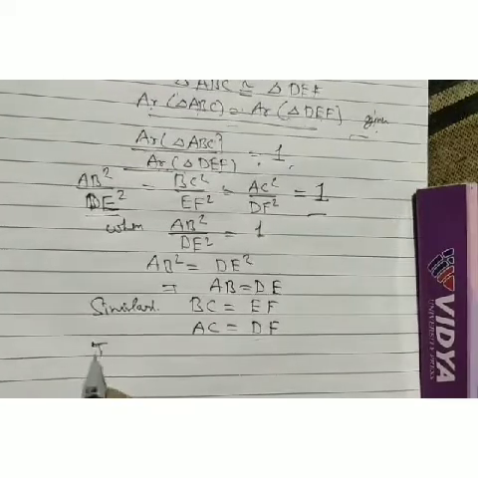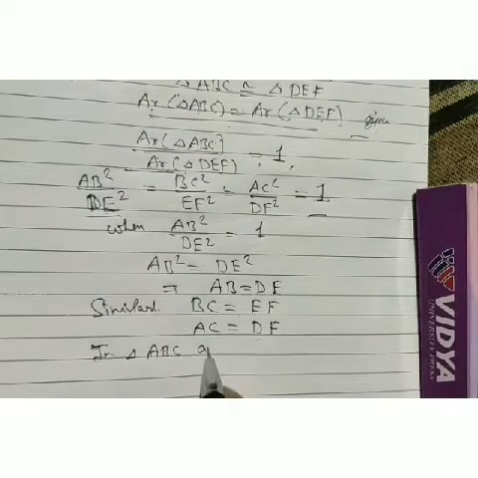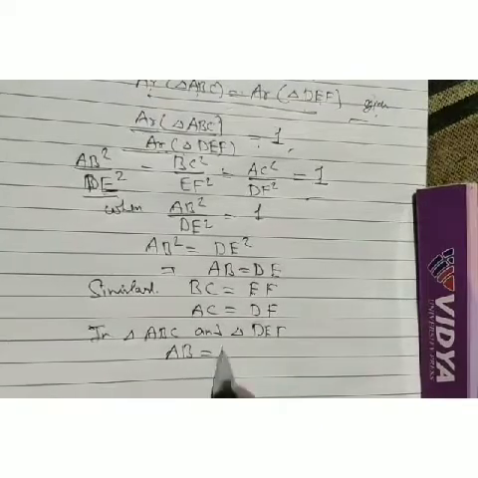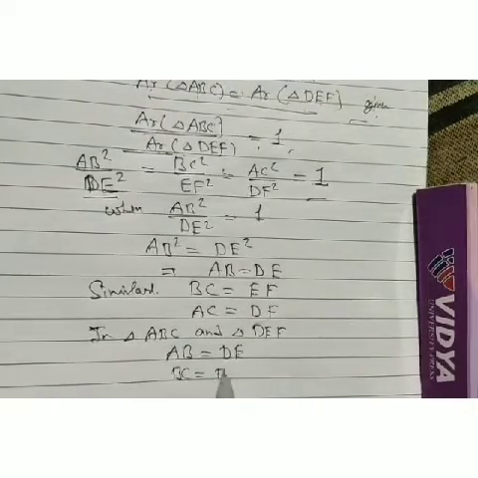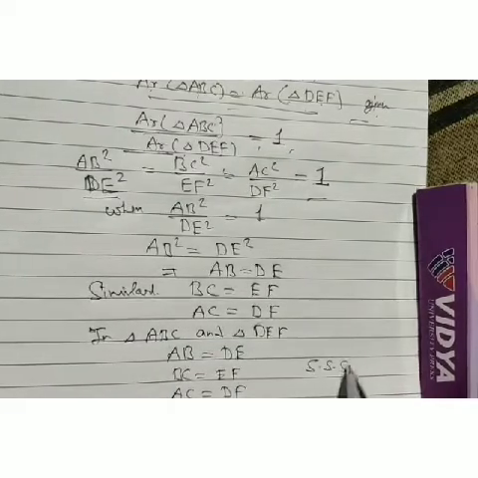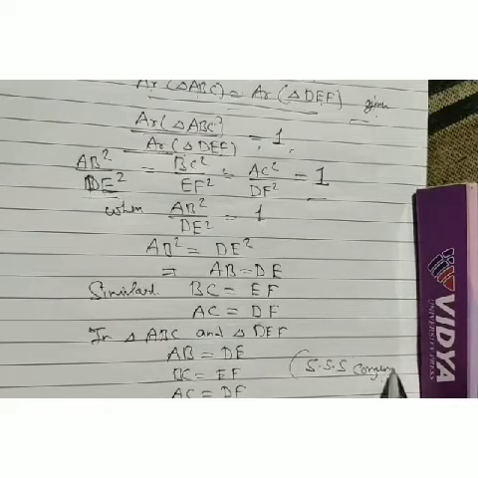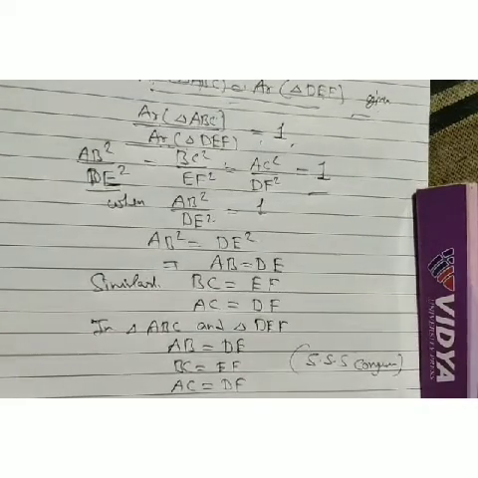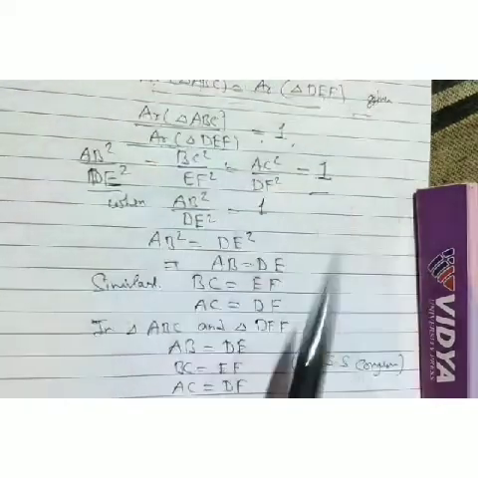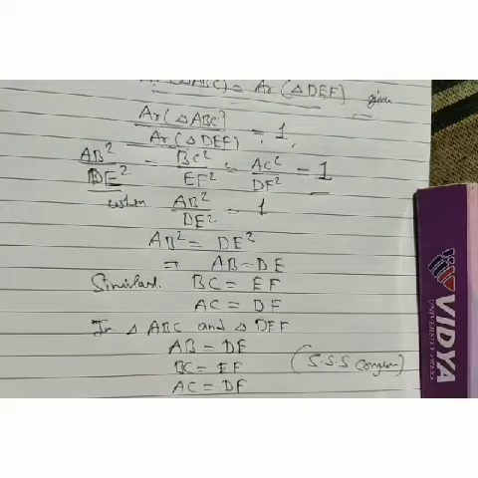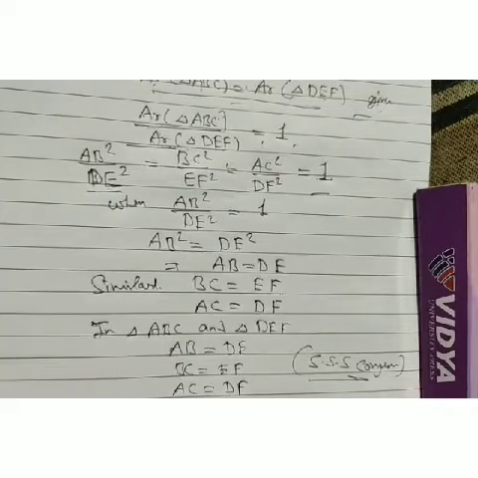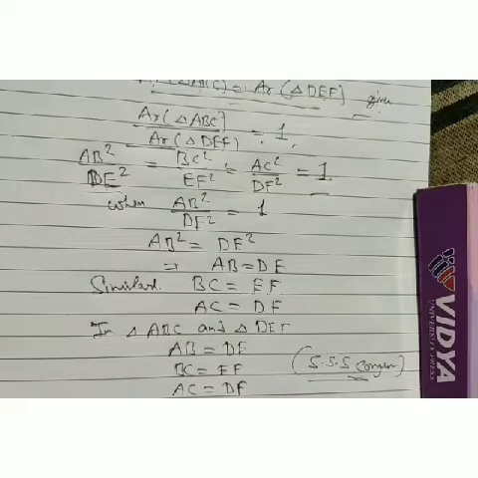Now, in triangle ABC and triangle DEF, what do we have? We have AB equal to DE, BC equal to EF and AC equal to DF. Now we are able to apply the SSS congruency criteria. We have to prove that they are congruent. Then our triangle ABC is congruent to triangle DEF. This is our required result.